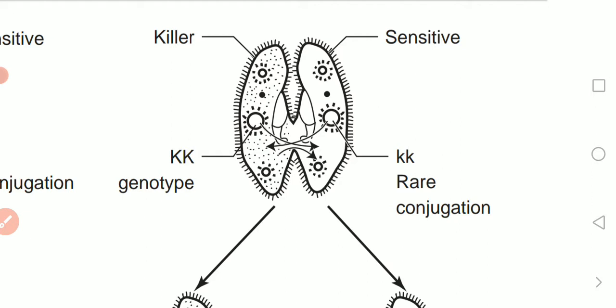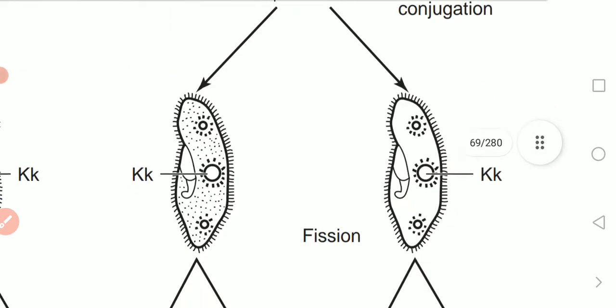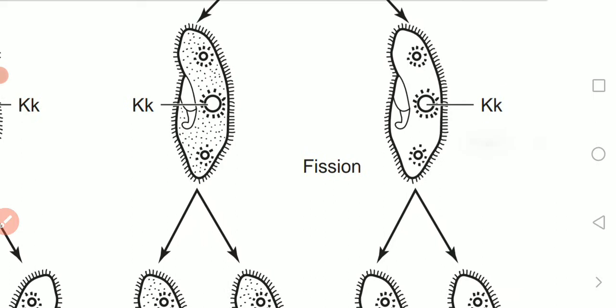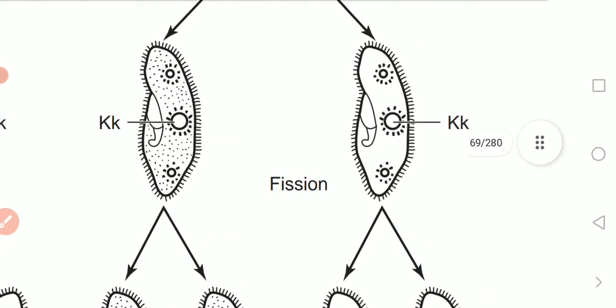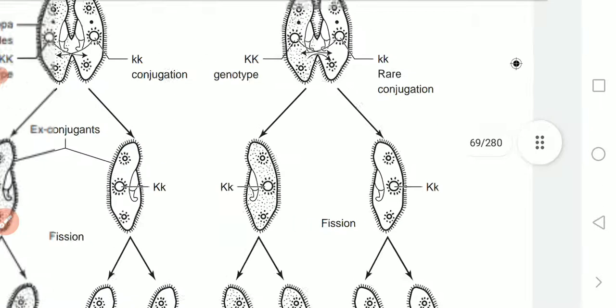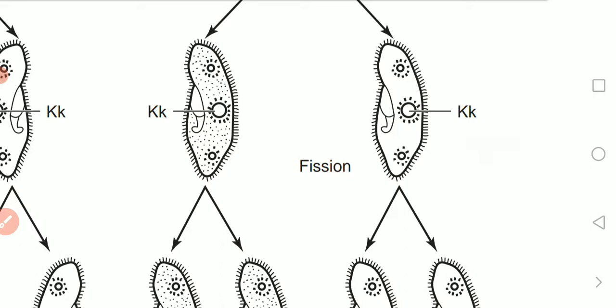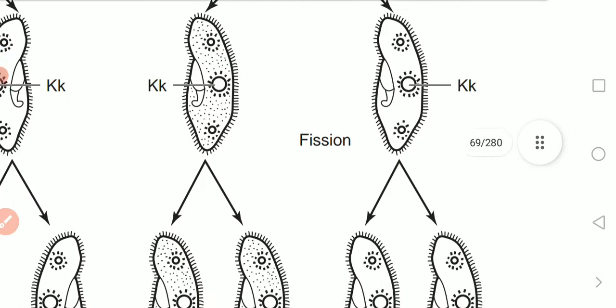During that time, only the kappa particle which is present in the nucleus can be transmitted from one organism to another organism. If the kappa particle is present in the cytoplasm, that kappa particle cannot be transmitted to the other organism. That's what is shown here. Here, the nucleus has a kappa particle, dominant K and small k. But here also dominant K and small k.